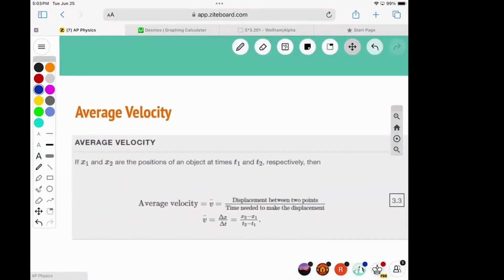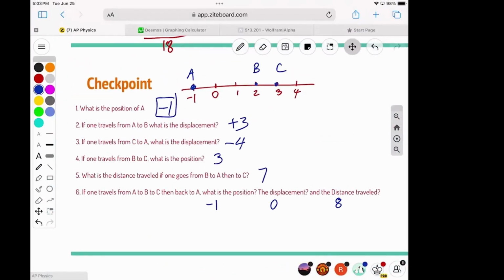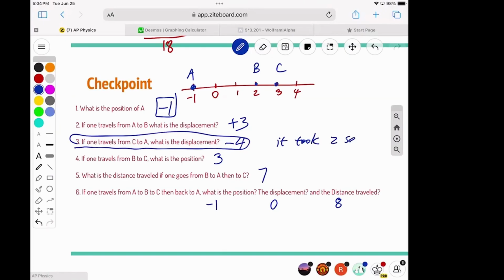So first of all, we define what is an average velocity. Average velocity is defined as your displacement, the quantity that we just studied, which is the change in the 2 positions, divided by the time that it takes to get there. For example, in this thing that we did, if one travels from C to A, what is the displacement? It's -4. If I tell you it took 2 seconds to do that, then what is the average velocity? The displacement is -4 and the time spent is 2 seconds. Dividing it, I get -2.